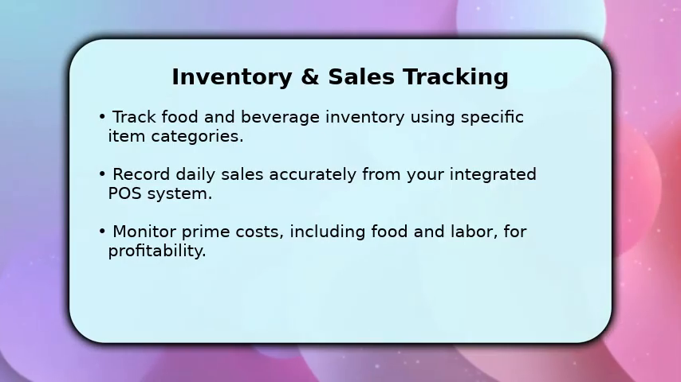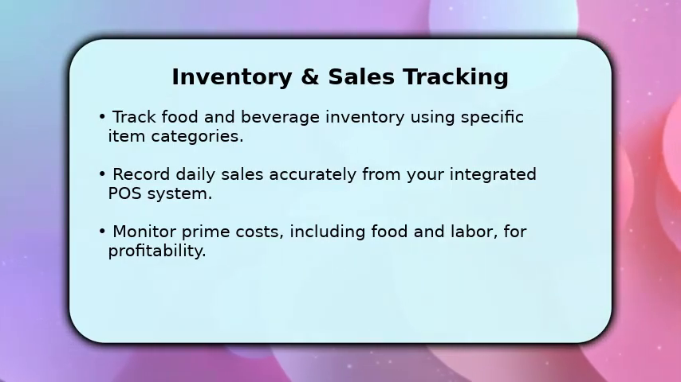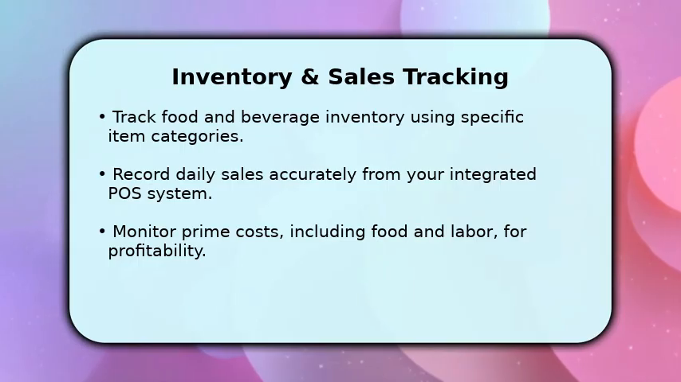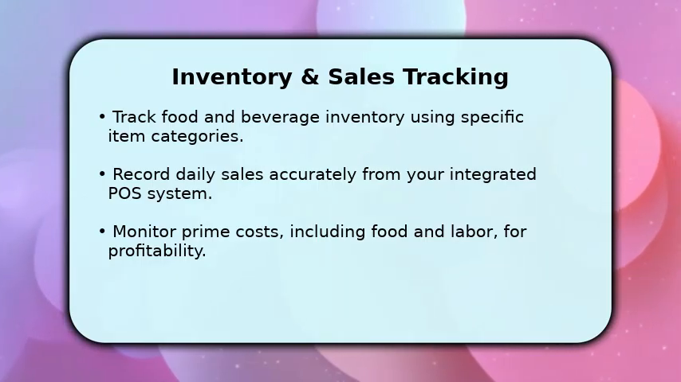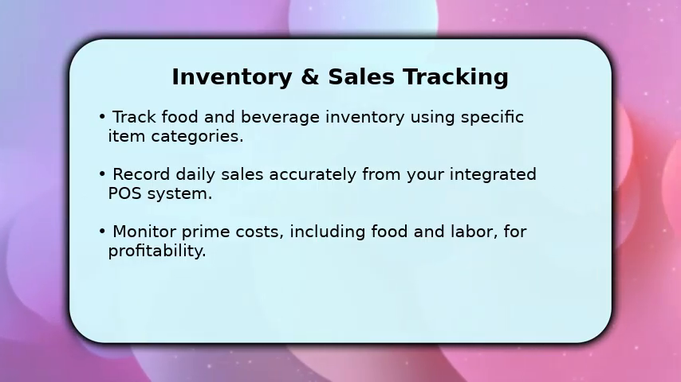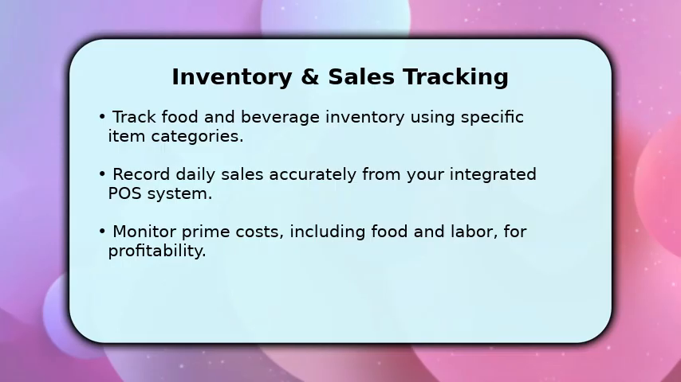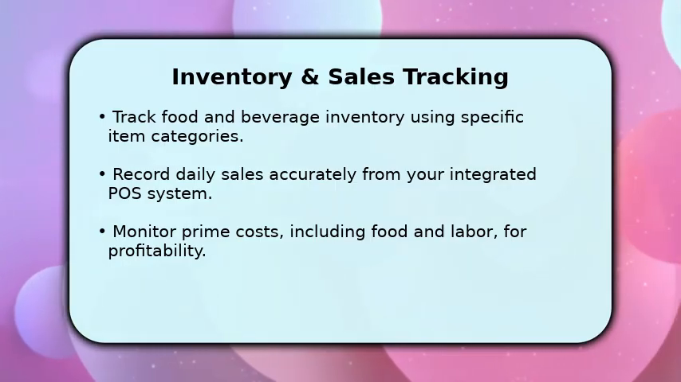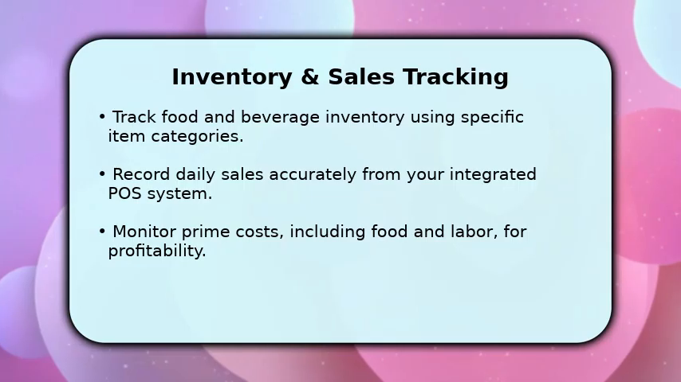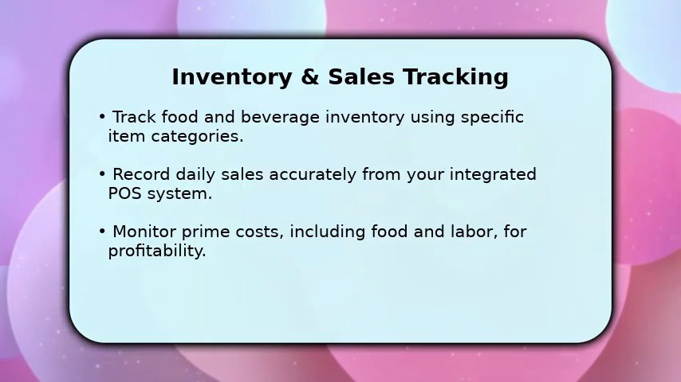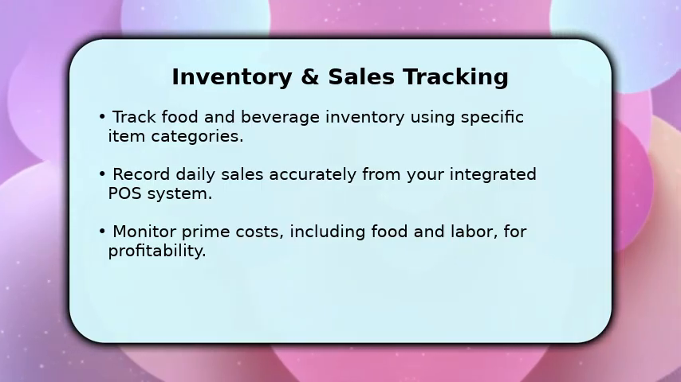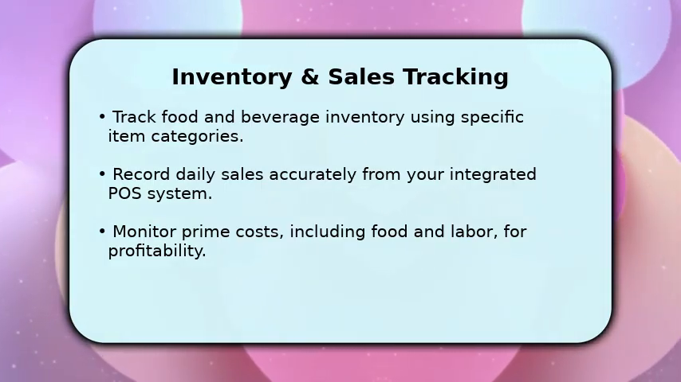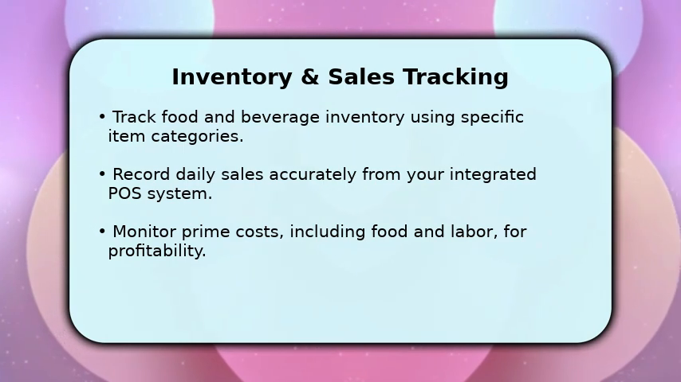Now, let's talk about managing your daily operations within QuickBooks. It's crucial to meticulously track your food and beverage inventory. Categorize items clearly to understand your usage and waste. Your integrated point-of-sale system will feed daily sales directly into QuickBooks, simplifying revenue recognition. Regularly review your prime costs, which are your food and labor expenses, to ensure your restaurant remains profitable. This proactive approach helps you make informed purchasing and staffing decisions.